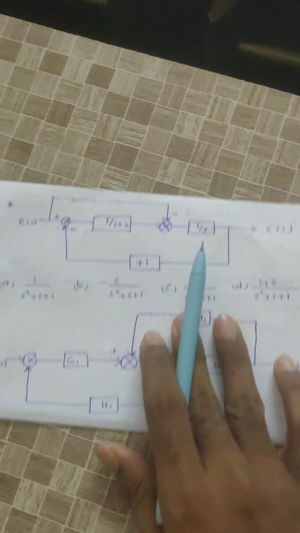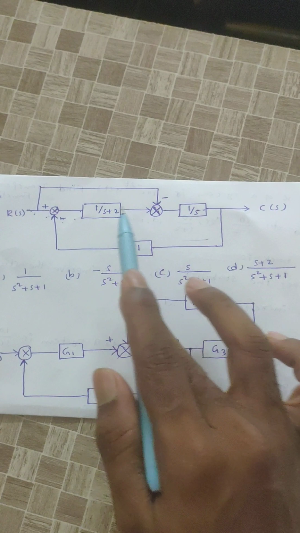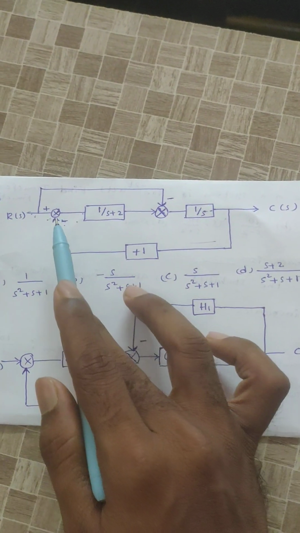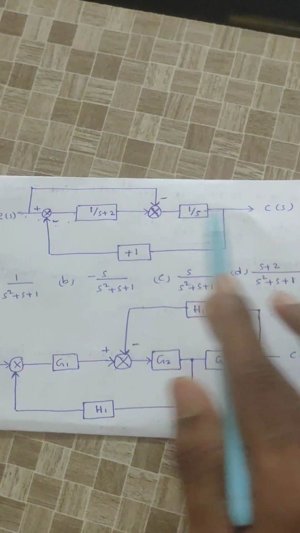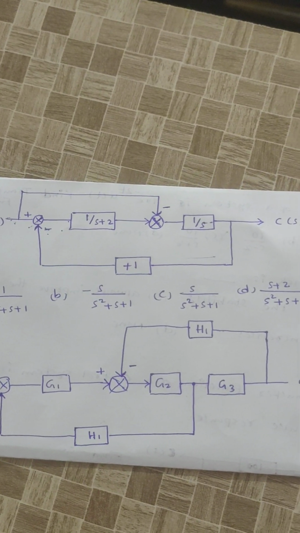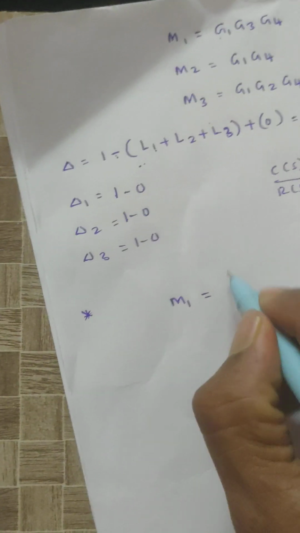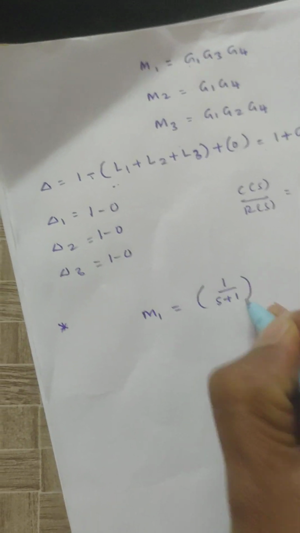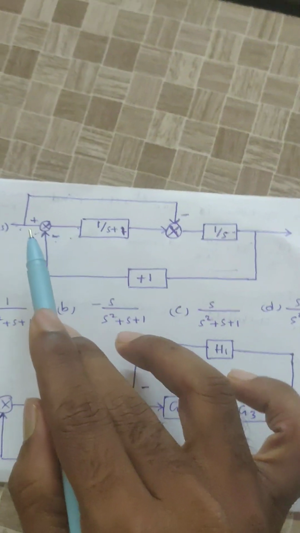Okay, next, second problem. Determine C of S by R of S from the given block diagram. Now see here, from this given block diagram it is having 2 forward paths and 1 loop. Okay, now see here, the first forward path gain is 1 by S plus 1 into 1 by S, right, from this block diagram.